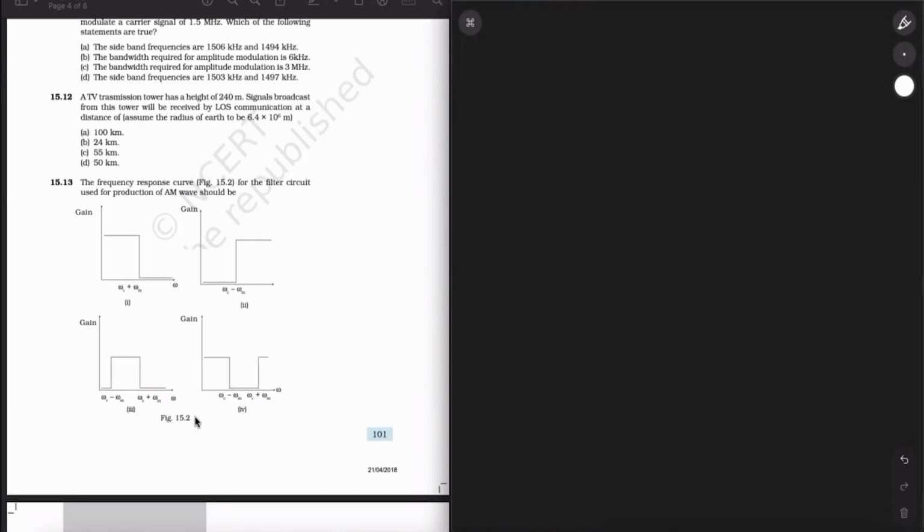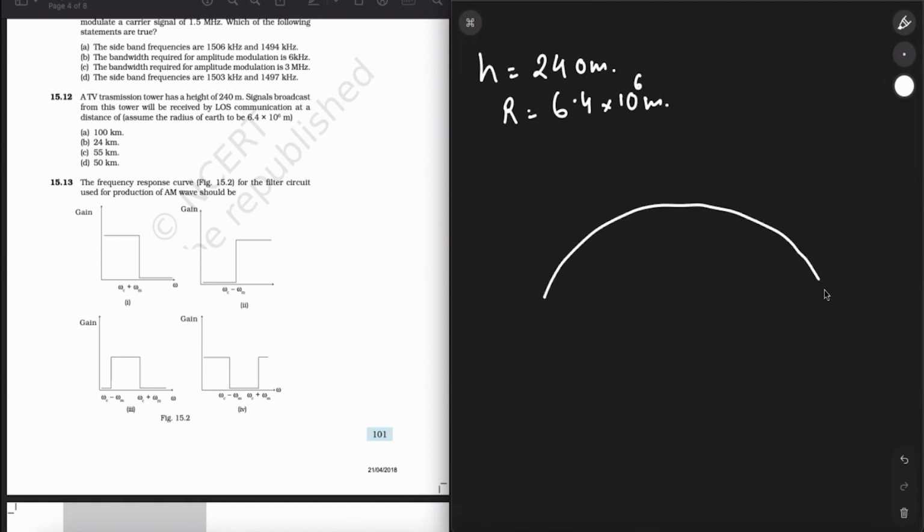A TV transmission tower has a height of this. Signals broadcast from this tower will be received by LOS communication at what distance? Here, height is equal to 240 meters. Distance we do not know. Radius of Earth can be taken as 6.4 times 10 raised to the power 6 meters. The maximum distance on Earth from the transmitter to which the signal can be received is root 2 RH. How is it calculated? This is the curvature of Earth.